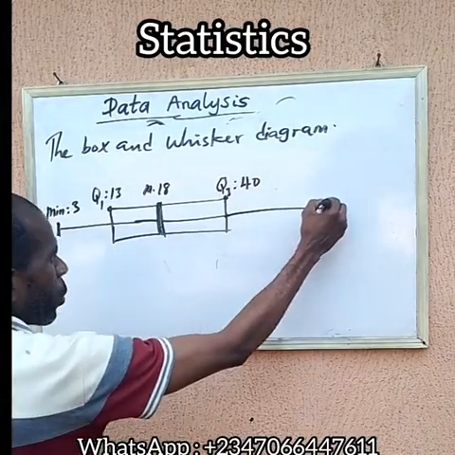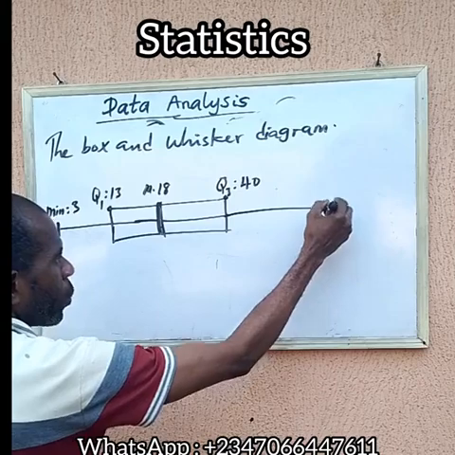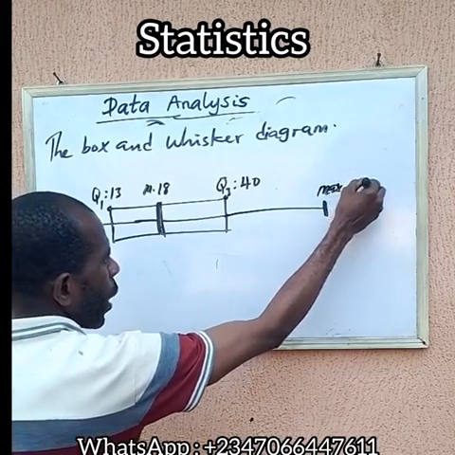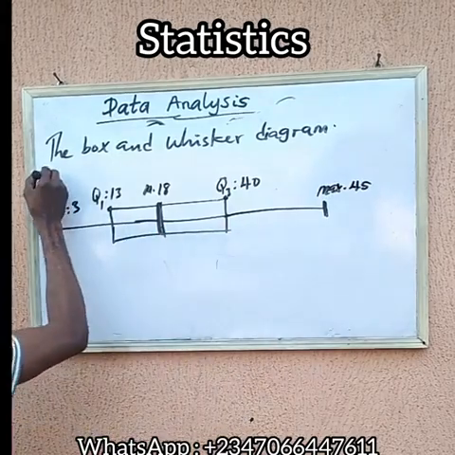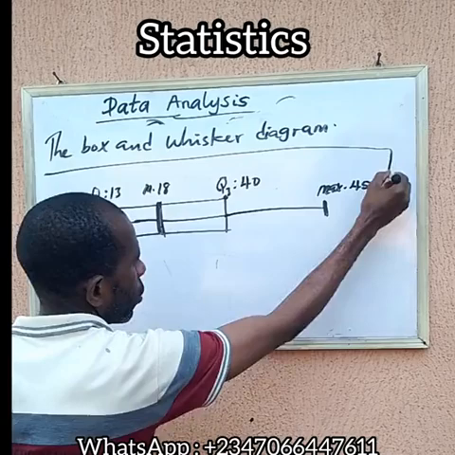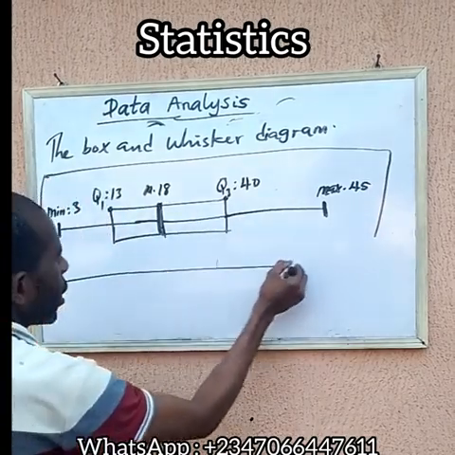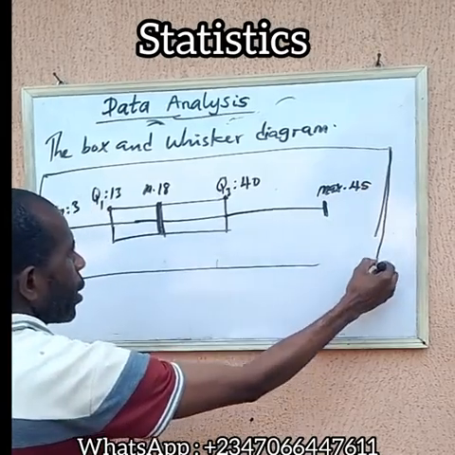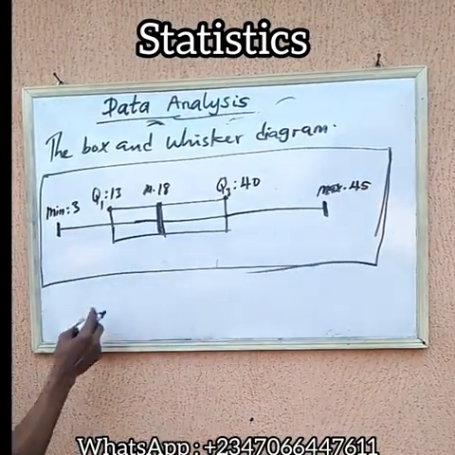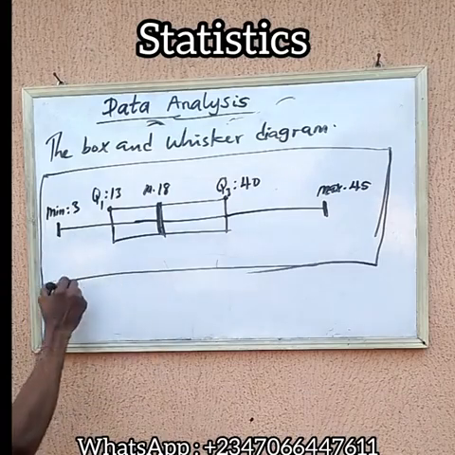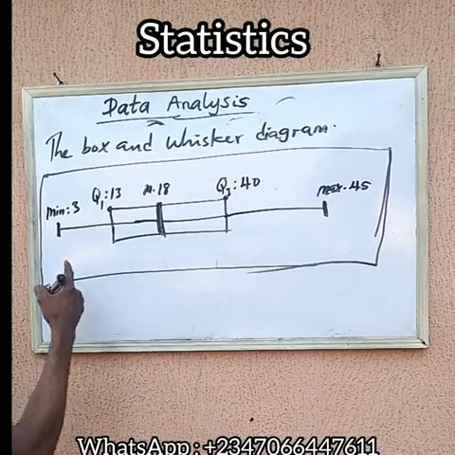So the maximum number will be here. We put maximum. The maximum is what? 45. Now this is the box and whisker diagram. So every other number, we can align them here. Then let's say the other number where we have 10, 10 can be here. I think we have 10 or 12. I think 12. Okay, 12.